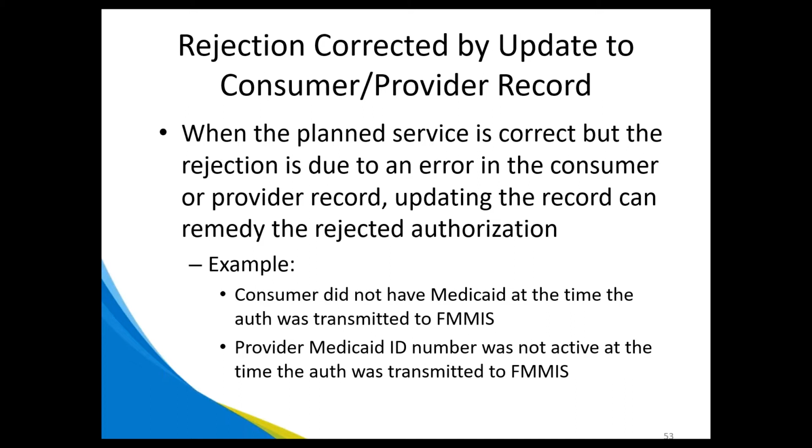And what that does is that makes sure that no money is taken from the budget. We've handled the rejected authorization, but we've not transmitted it back to FIMIS because, again, it's only going to get rejected again because it should have never been sent. But the rejections where we can make changes to correct them, like in the example of a change to the consumer's record or the provider's record, that's something you have the ability to make changes to.